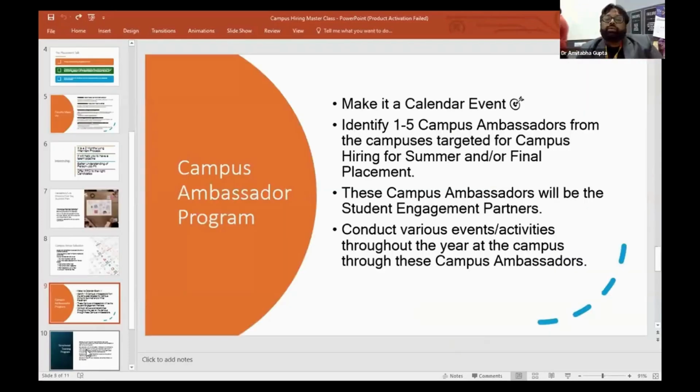Next one is the campus ambassador program. This is also very important and nowadays a very useful technique as well. But why? The companies can connect. Different companies have already started the same thing, identifying one to five campus ambassadors for the campuses targeted for campus hiring and the summer or final placement. This campus ambassador will be the student engagement partner, conducting various events and activities throughout the year at the campus. That will help you stay connected throughout the year. So people would automatically generate interest in your company. So this campus ambassador program can be very useful. You can think of it.